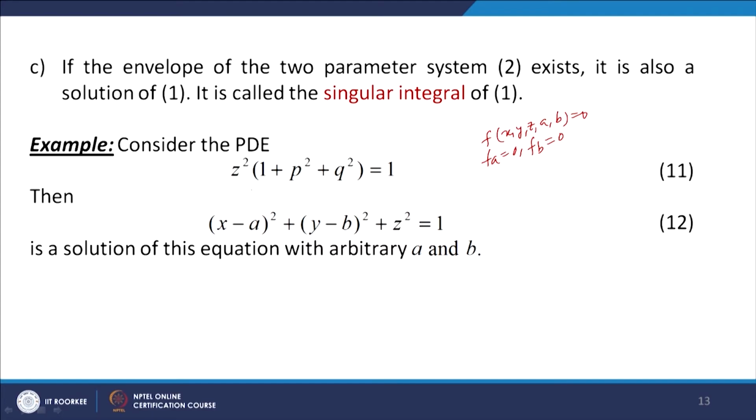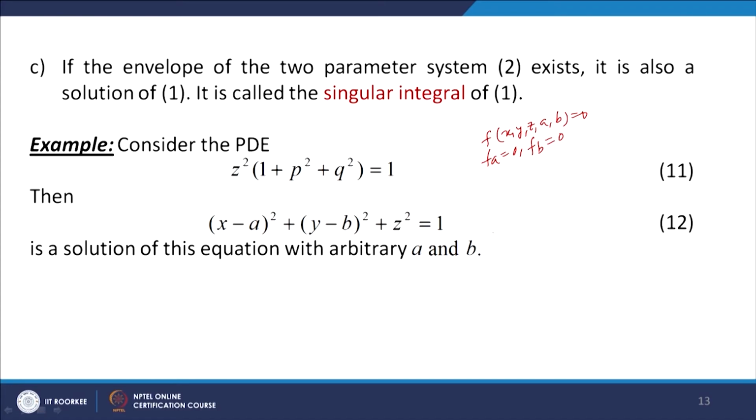Say for example, consider z square into 1 plus p square plus q square equal to 1. Then x minus a whole square plus y minus b whole square plus z square equal to 1 is a solution of this equation with arbitrary a and b. So here you can see in this relation there are two parameters a and b, and therefore this solution will be a complete integral of the given PDE z square into 1 plus p square plus q square equal to 1. Let us show that this is a solution of this equation.